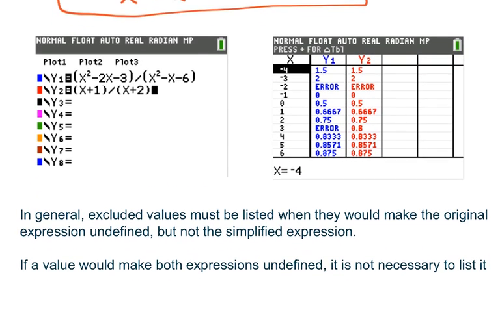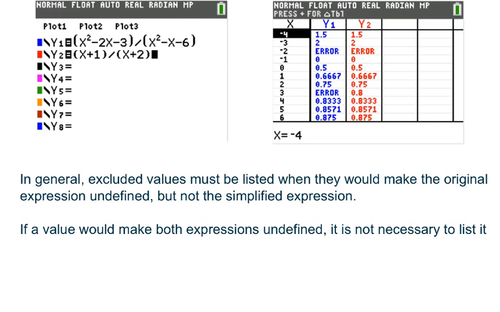Okay, I've just got one more little note here. In general, excluded values must be listed when they would make the original expression undefined, but not the simplified expression. Okay, so then this last note says if a value would make both expressions undefined, it's not necessary to list it.